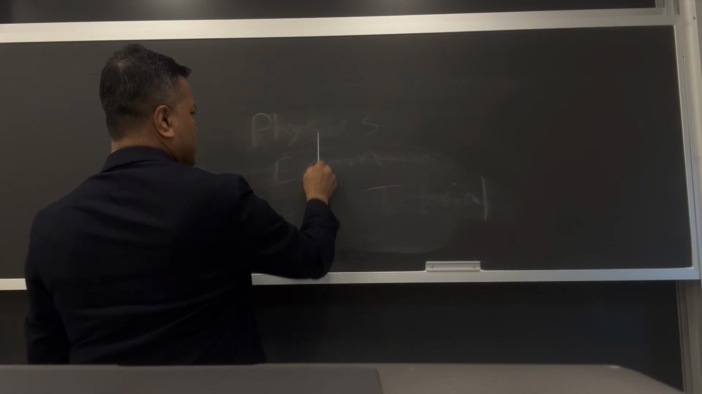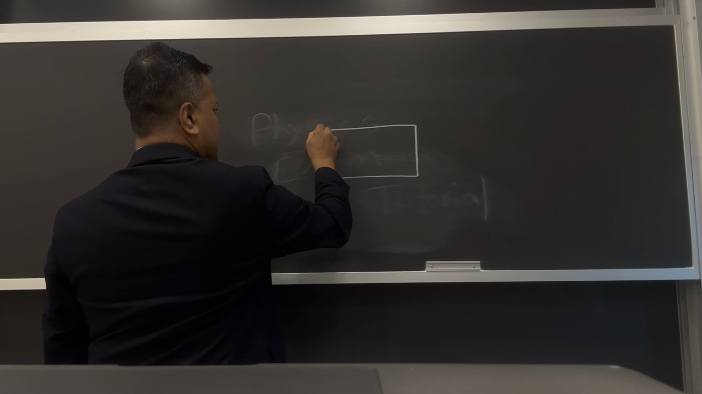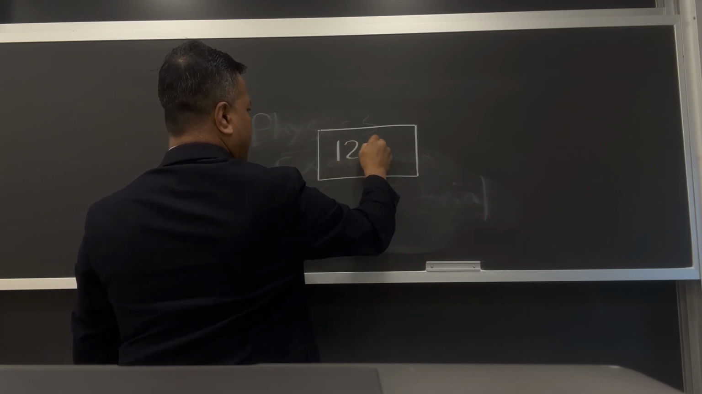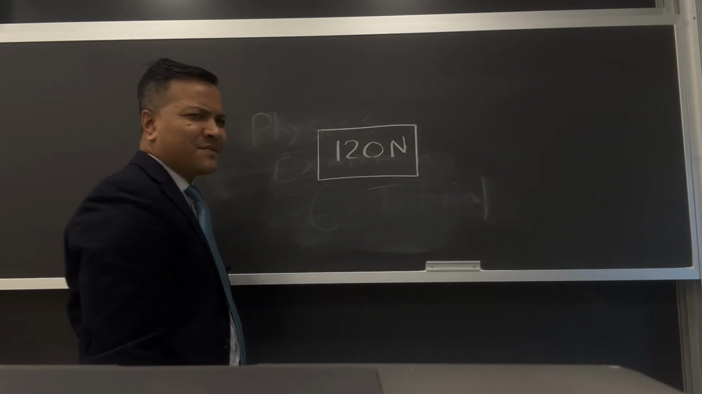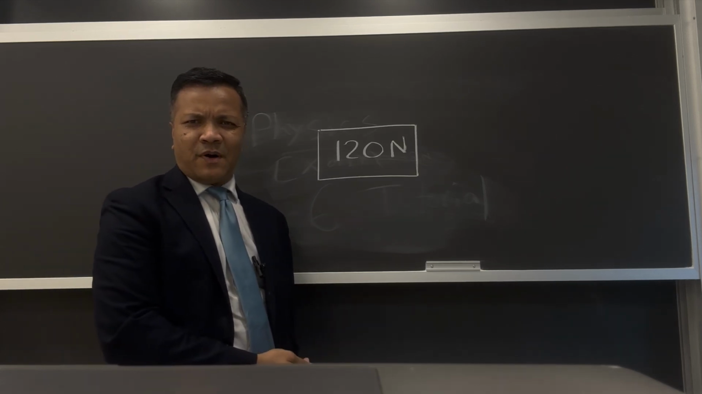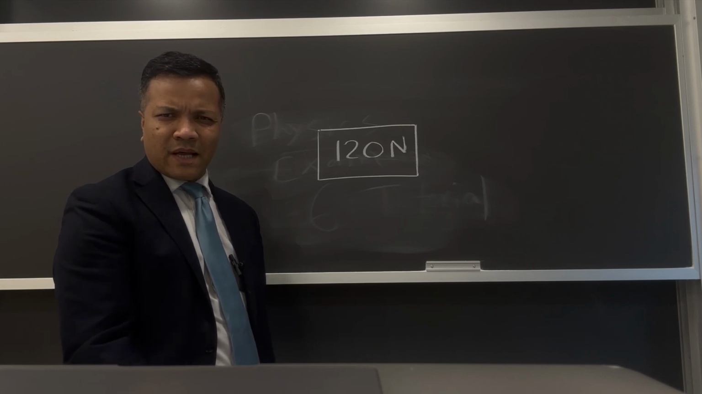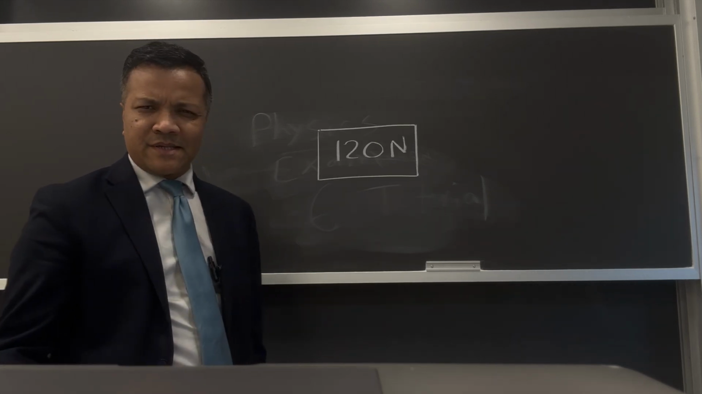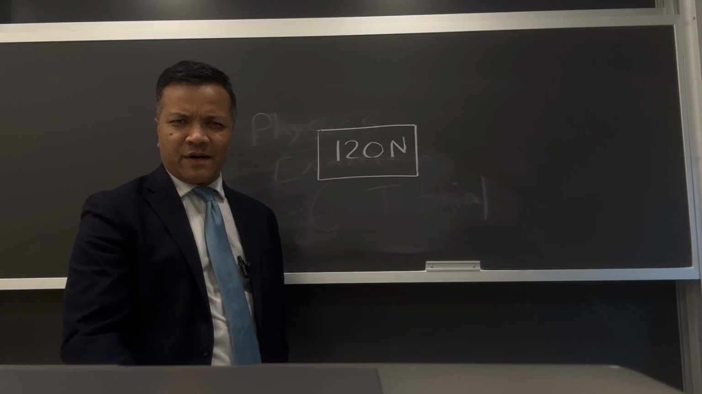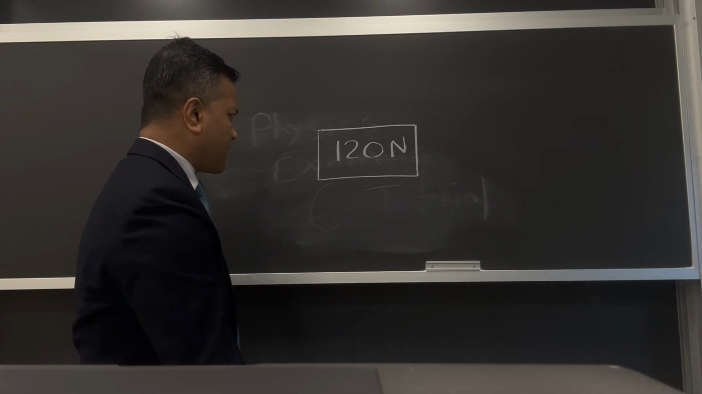I gave you a box, 120 Newton. So if you ever want to find the mass of this box, just divide by 10, right? So the box is 12 kilogram. Why do you divide by 10? Because acceleration due to gravity here on Earth is 10, negative 10.